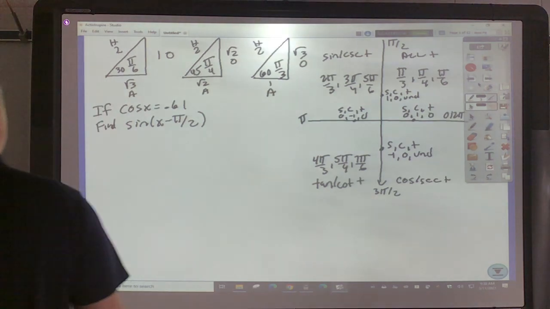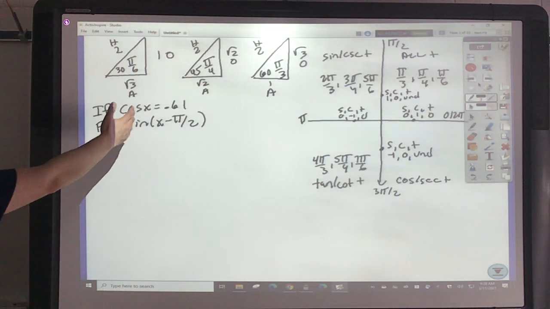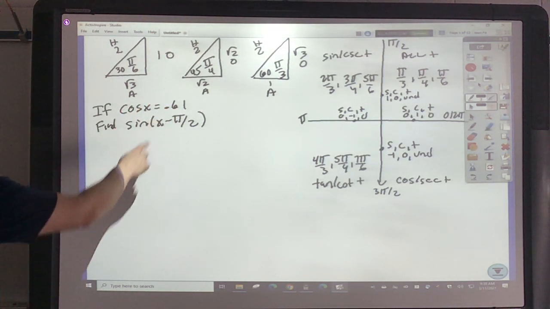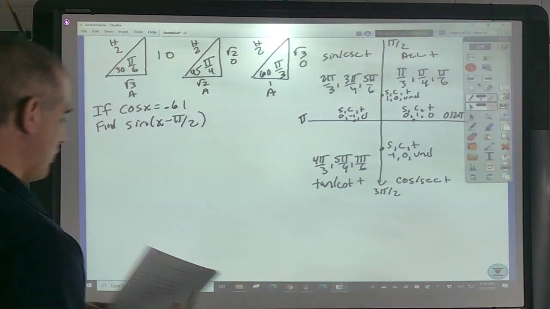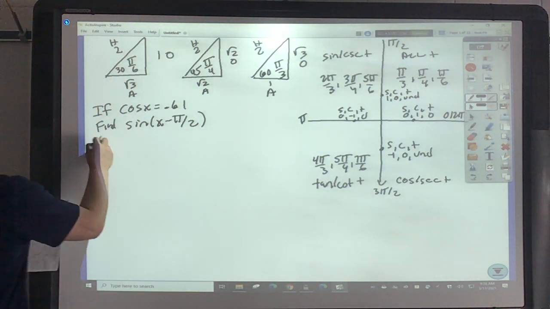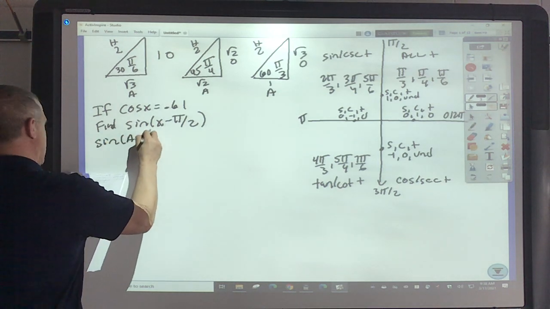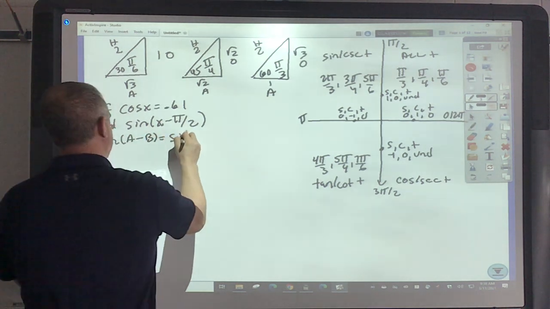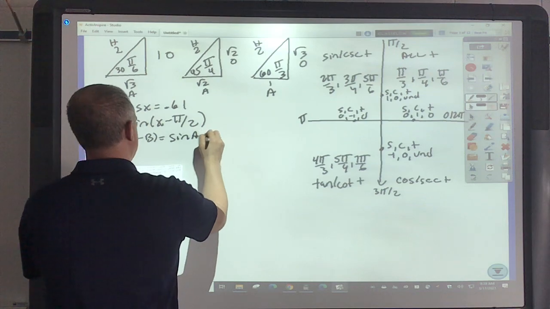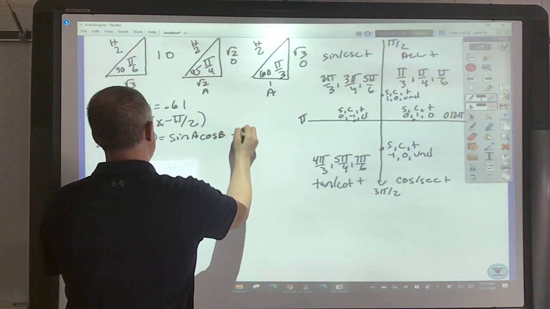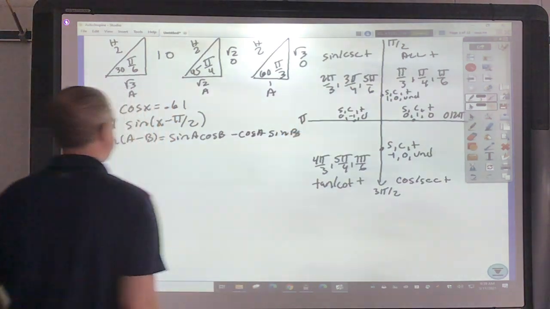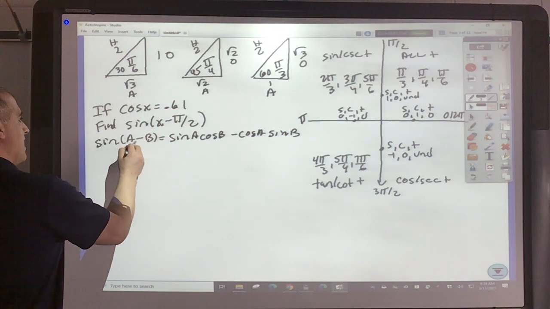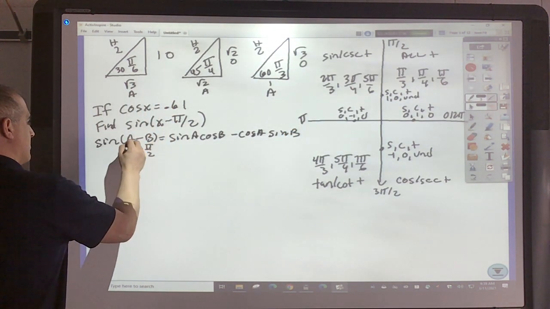All right, so what we're going to talk about is if cosine of x equals 0.61, find sine of x minus pi over 2. Okay, so you're going to use the sine sum and difference formula, which says this: sine of A cosine of B minus cosine of A sine of B. Now, what does that mean? This would be my A and this would be my B.